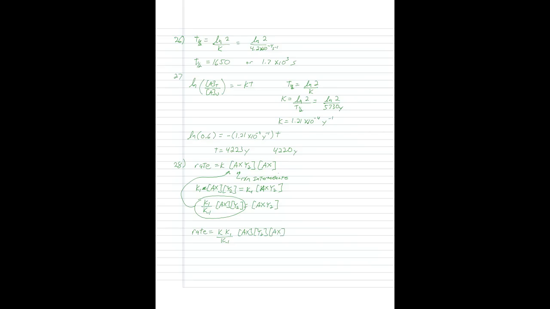We can combine some things here. All of our k's just become another k. And we have an AX and another AX, so that's going to be the concentration of AX squared times the concentration of Y2. It's always a lot to keep track of, but just baby steps, a little bit at a time.